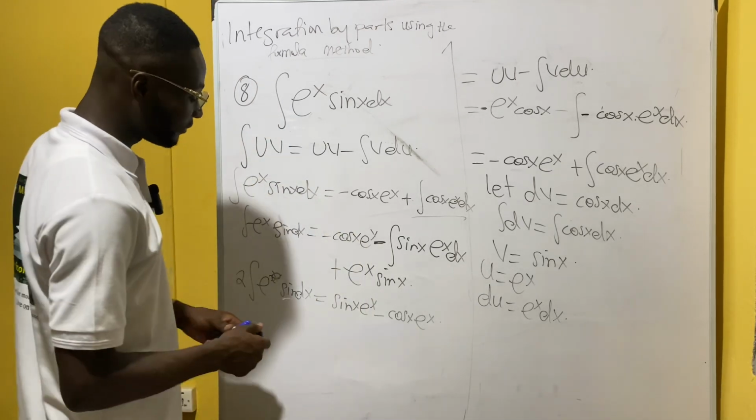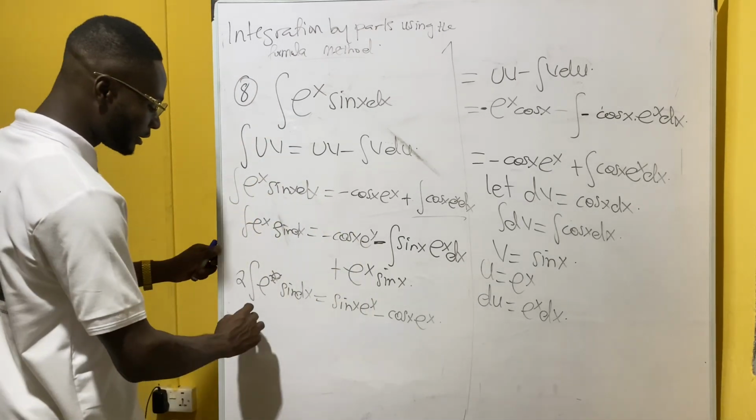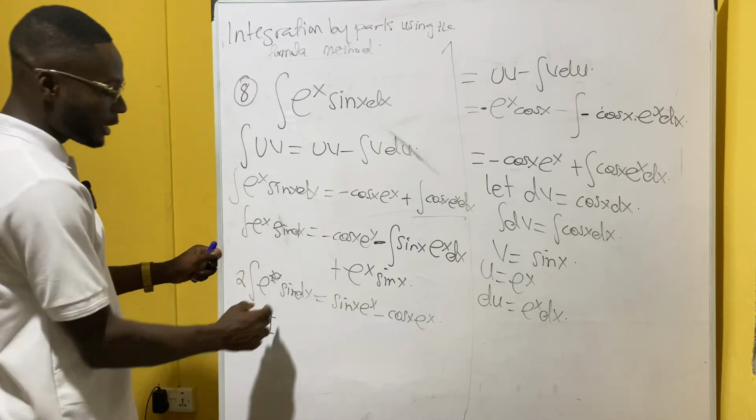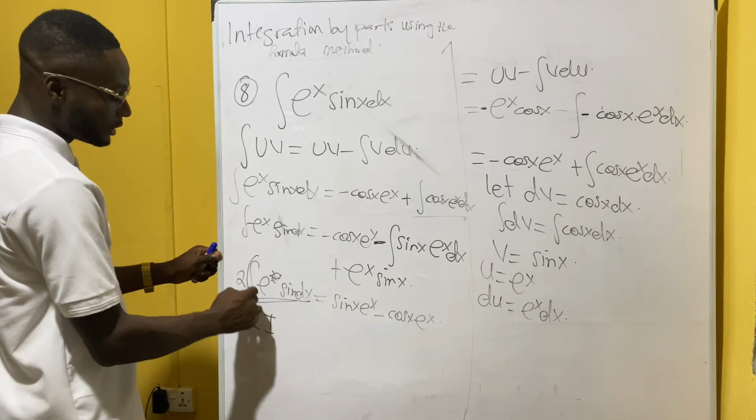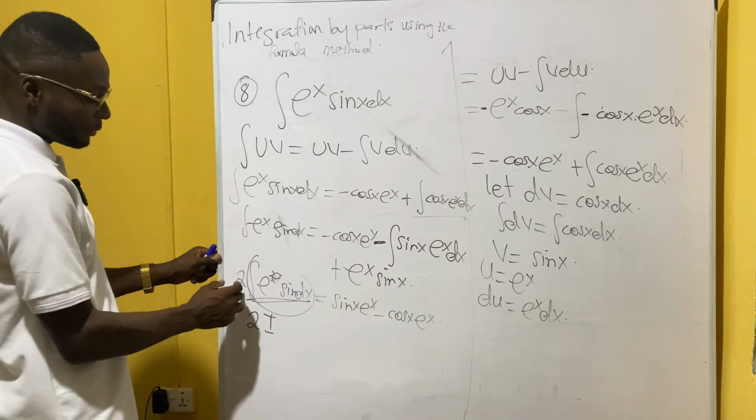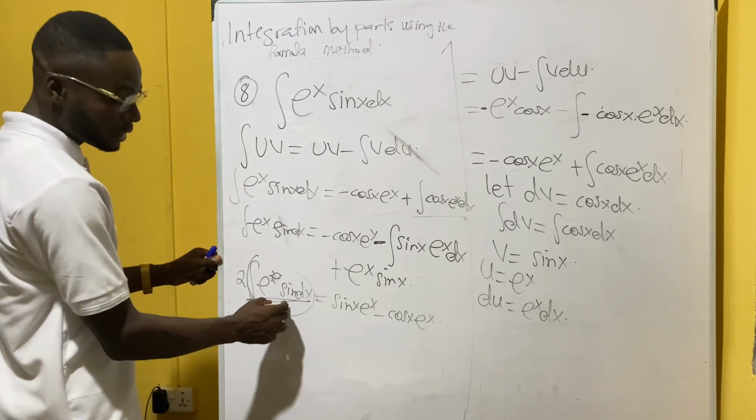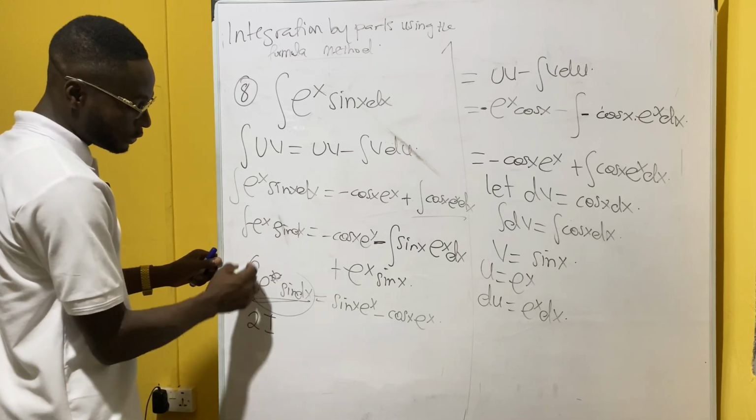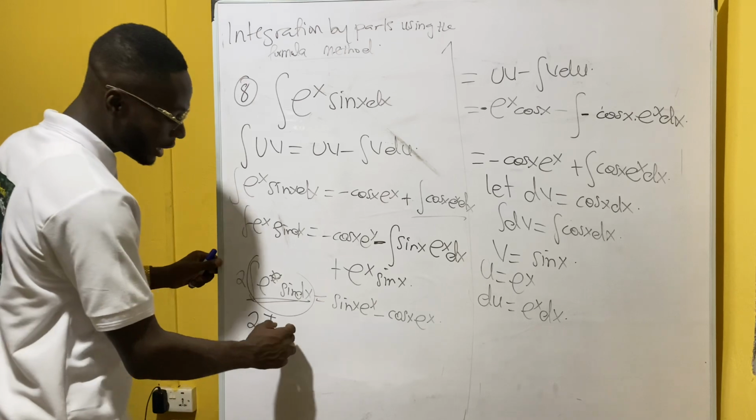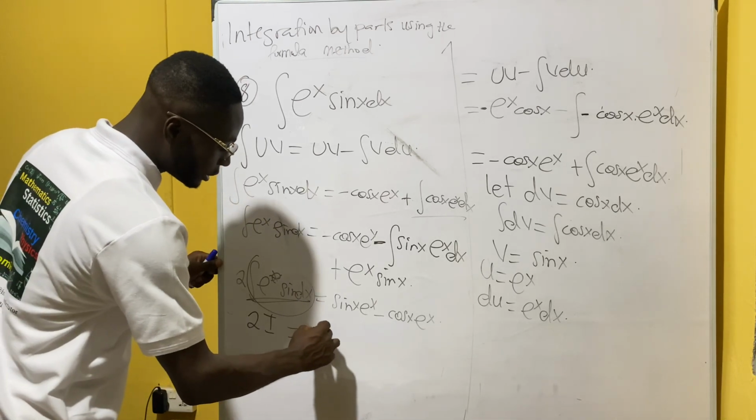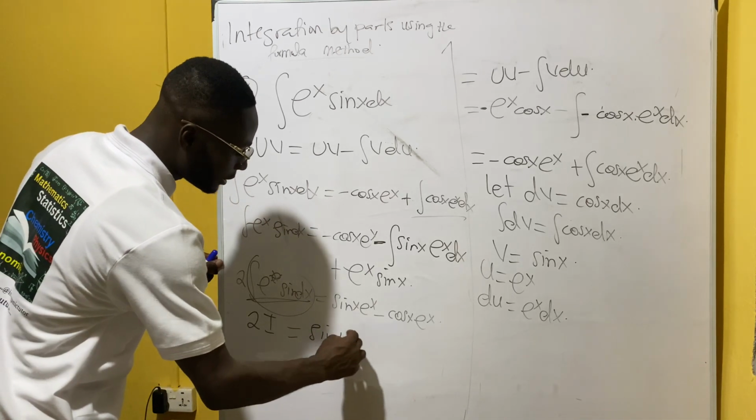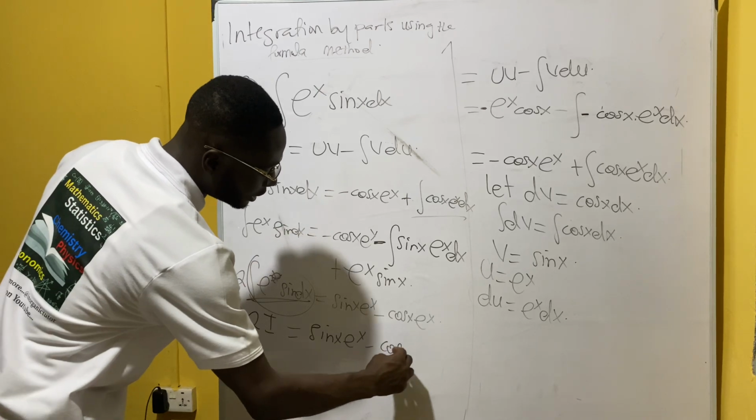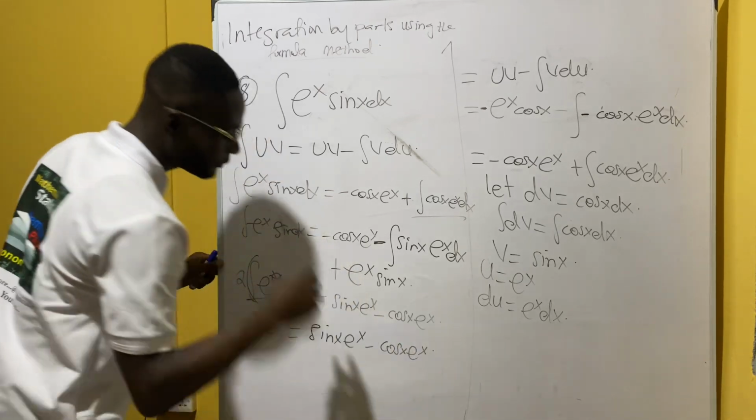That is what we are having so far. So this right here, we can say that we have 2i. This right here, we are representing it as 2i because there is 2 here. So this whole thing will be integration. So 2i equals sine x e power x minus cos x e power x, right?